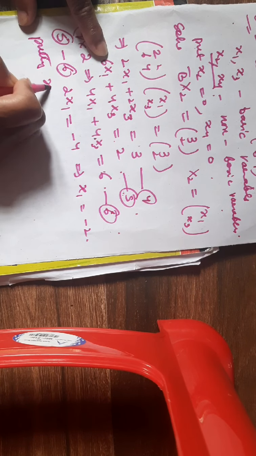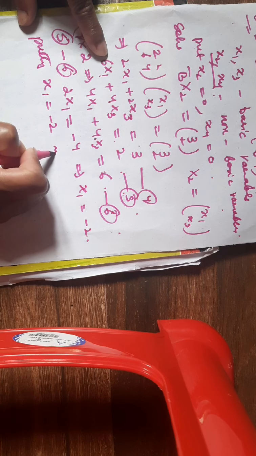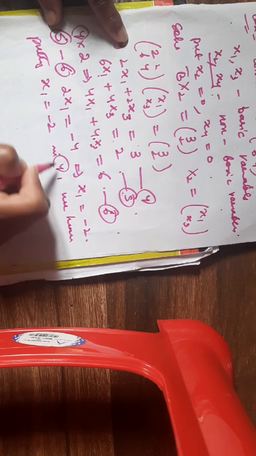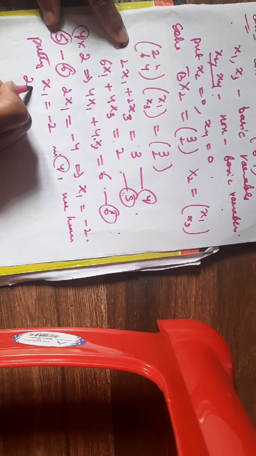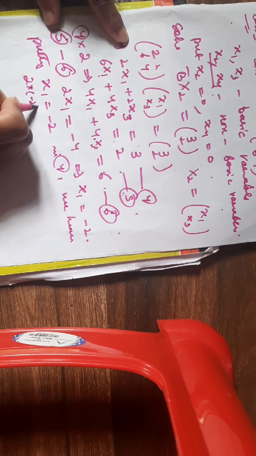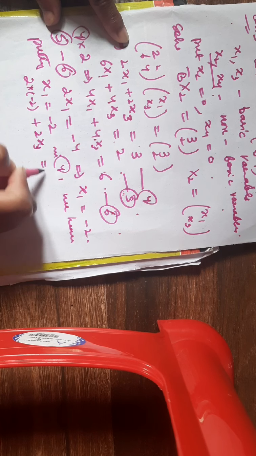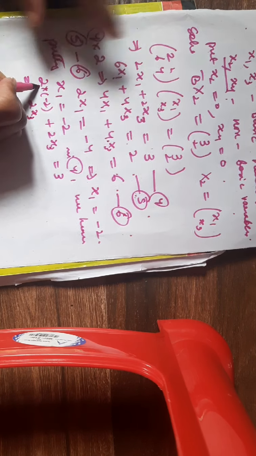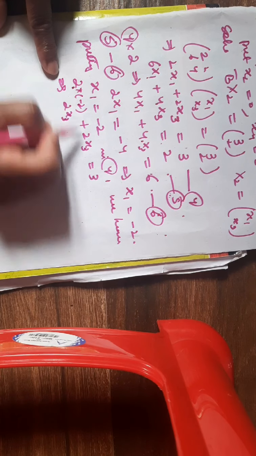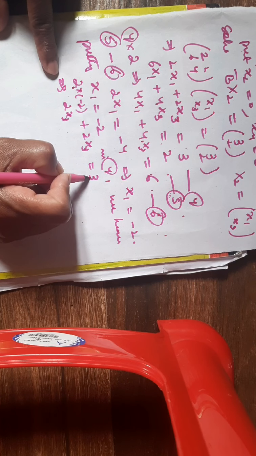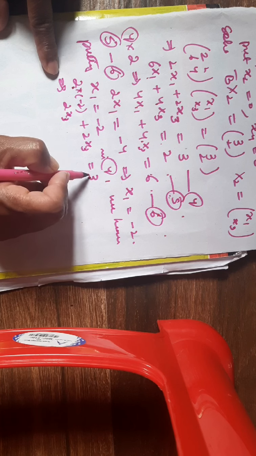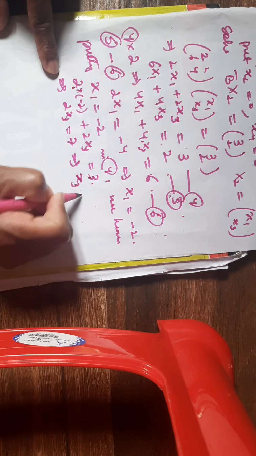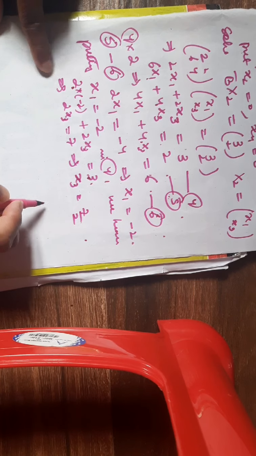Putting x1 is equal to minus 2 in equation 4, we have 2 into minus 2 plus 2x3 is equal to 3. So this gives you 2x3. Now here 2 into minus 2 will become minus 4. Minus 4, if you take it to the right hand side, it will become plus, so 4 plus 3 will become 7. So it gives you x3 is equal to 7 by 2.